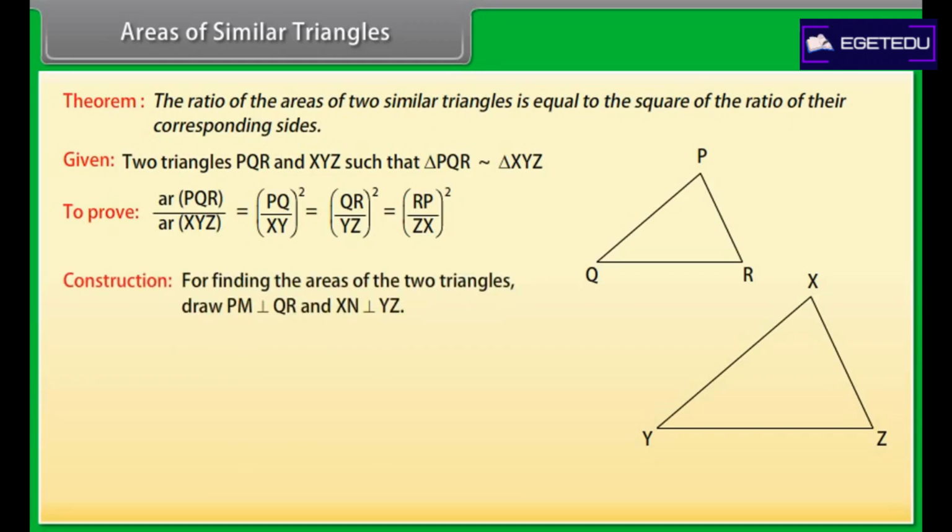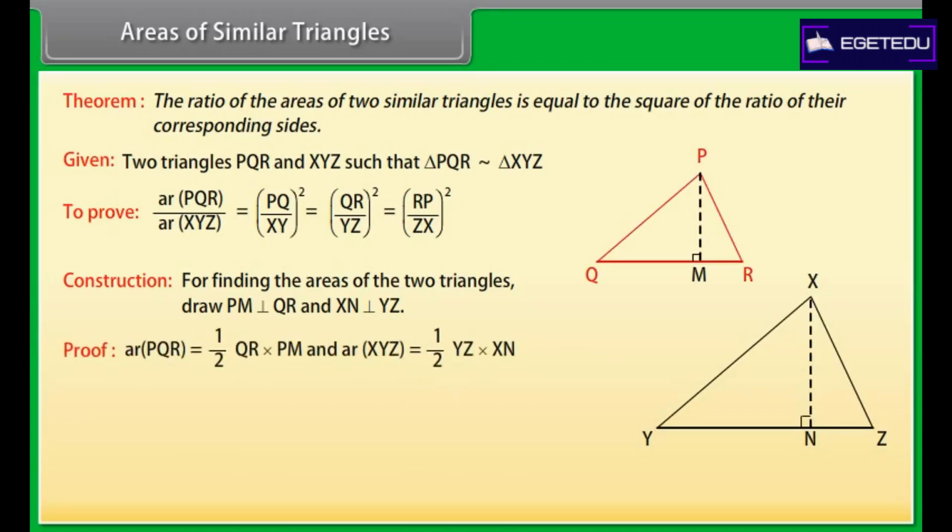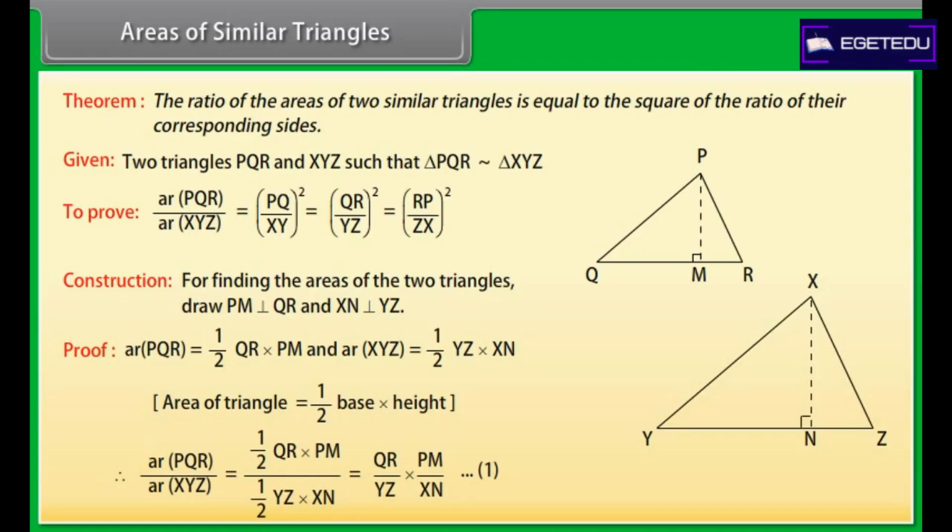Construction. For finding the areas of the two triangles, draw PM perpendicular to QR and XN perpendicular to YZ. Prove. Area of triangle PQR is equal to 1 by 2 QR into PM and area of triangle XYZ is equal to 1 by 2 YZ into XN. Area of triangle is equal to 1 by 2 into base into height. Therefore, area of triangle PQR upon area of triangle XYZ equals QR upon YZ into PM upon XN.